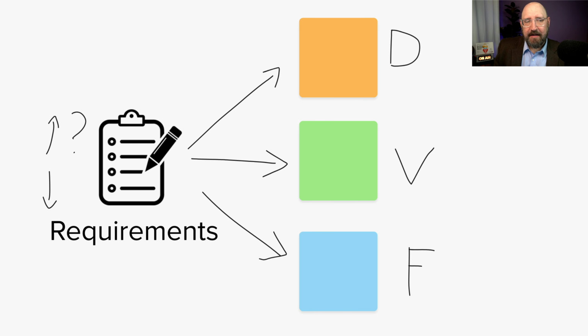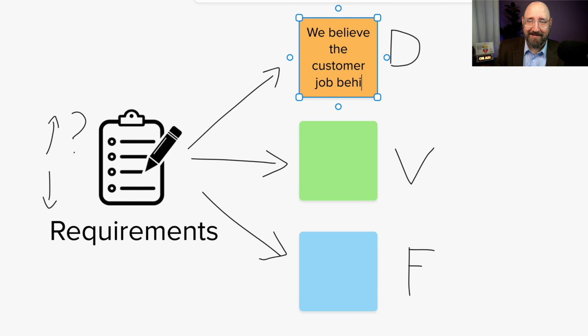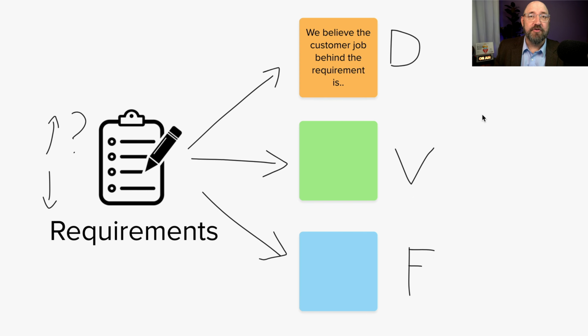I like walking teams through this where we write down our beliefs about these requirements before we just jump in and start executing. So, for example, we believe the customer job behind the requirement is... Like, what are they trying to do behind this? What's the root cause of this requirement? And sometimes, again, they're not prioritized well. There's a lot of assumptions baked in there, and you don't want to just jump to build too early. You really want to understand what kind of desirability risk we have about these assumptions.